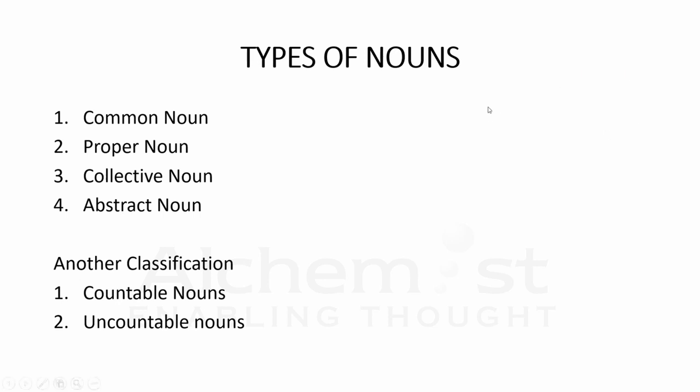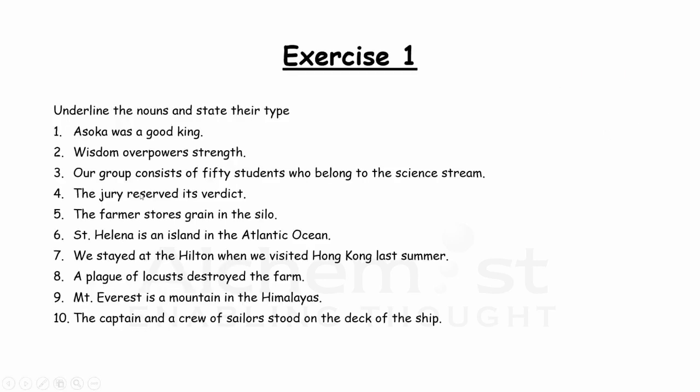Yes. All right, so let's do a short exercise then. It says underline the nouns and state their types. So you don't have to tell countable or uncountable. I want you to tell me whether they are common nouns, proper nouns, abstract nouns or collective nouns. So 10 sentences and one sentence will have more than one noun. So just do this quickly.